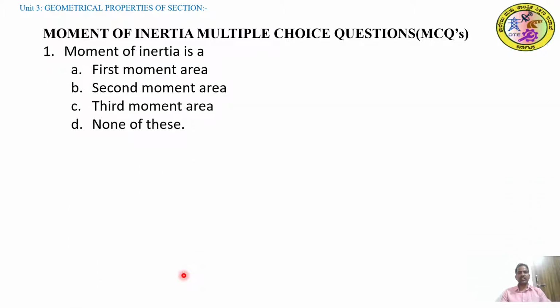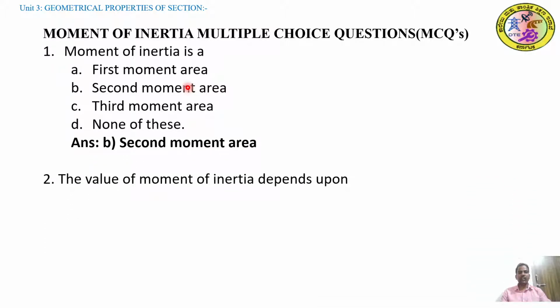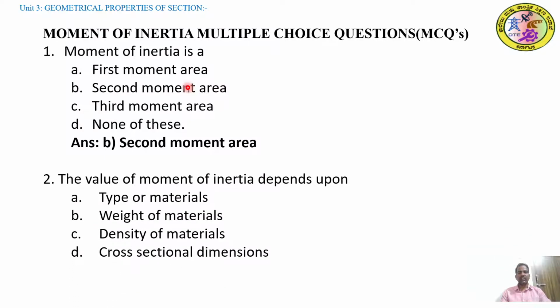Here we have some moment of inertia multiple choice questions. Moment of inertia is a first moment area, second moment area, third moment area, or none of these. Here the answer is second moment area. The value of moment of inertia depends upon the type of material, weight of material, density of material and cross-sectional dimensions. Actually, it mainly depends upon the cross-sectional dimensions.